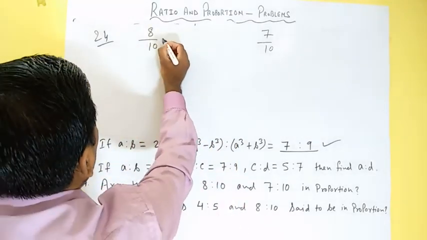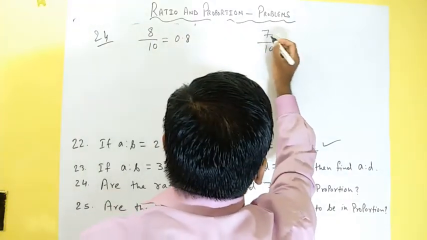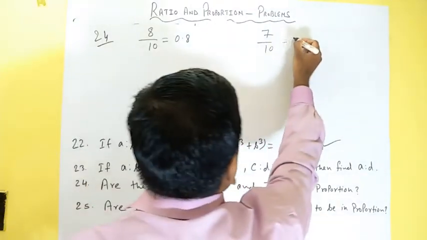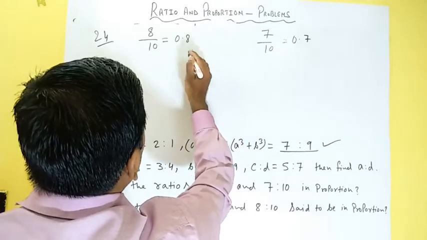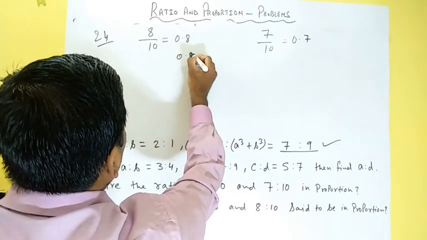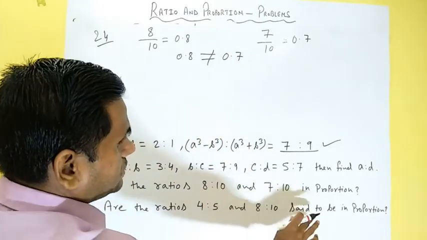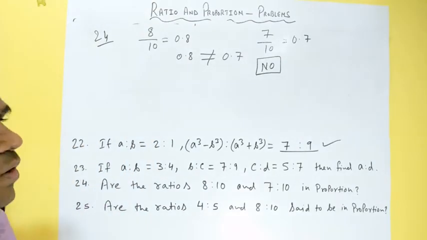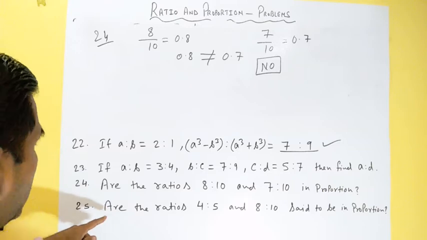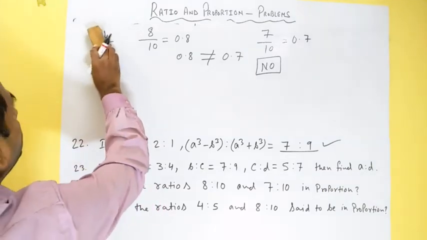So here if we do the division, we get 0.8. Here 7 divided by 10, we get 0.7. So we can say these two, 0.8 is not equal to 0.7. So are these in proportion? So answer is no. This is not in proportion. 24th. Now similar to that we have another question, 25. Let us solve 25 now.